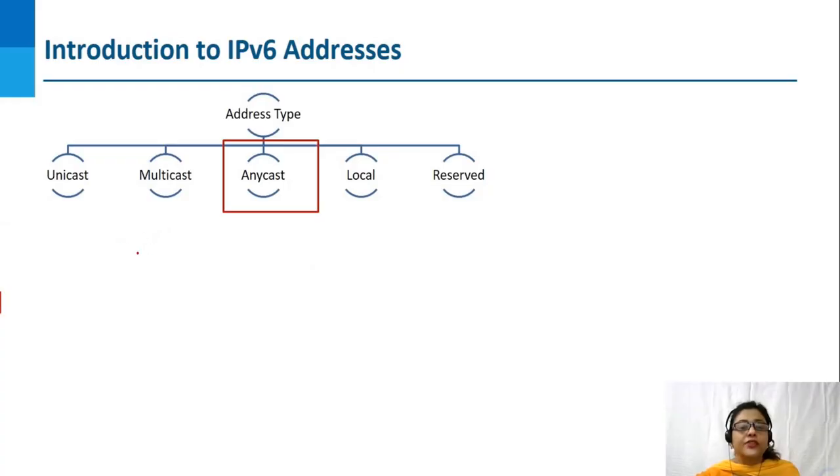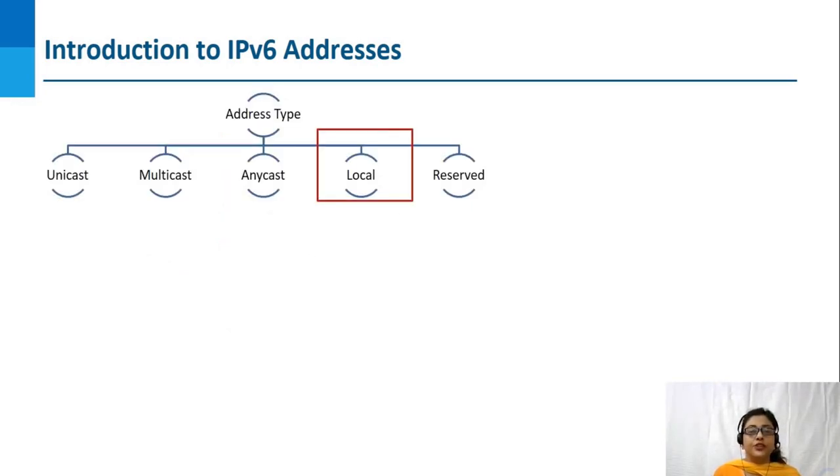Next, we have anycast addressing. In anycast addressing, there is a single source and a group of devices D1, D2 and D3, and the source can send the packet to any one of the devices in the group. So this is anycast addressing.